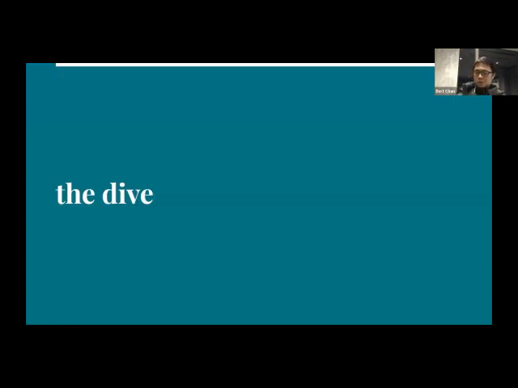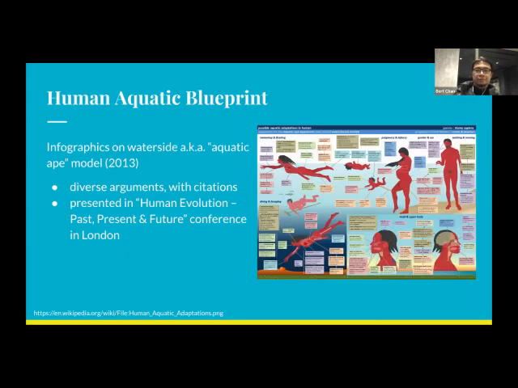So after this initial study, I have a deep dive into the various arguments in aquatic ape. And now we call that Waterside model. I grouped them into an infographic and presenting the many arguments in a graphical way. And also try to cite the actual papers or books that actually suggested these arguments, so we can better trace these ideas.